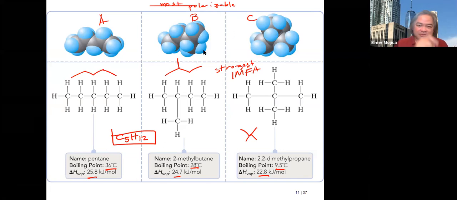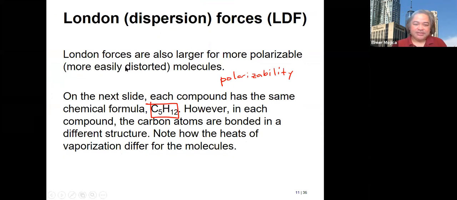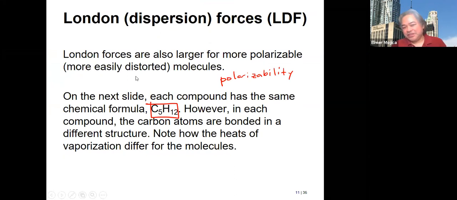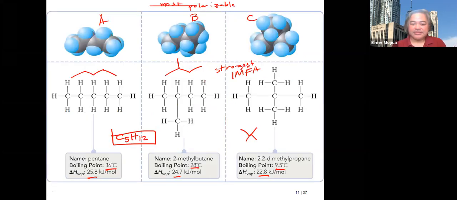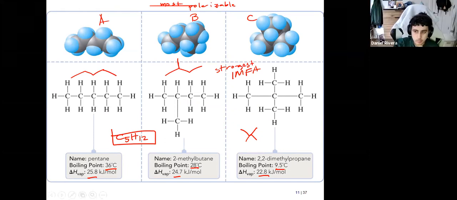Now, I'm going to go back. Which is the most polarizable, A, B, or C? C. What's the definition of polarizable that we have from the previous slide? London forces are also larger for more polarizable or more easily distorted molecules. So which is the most polarizable, A, B, or C? C. Which one can you distort? C.